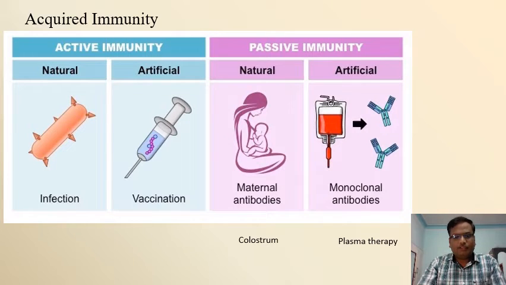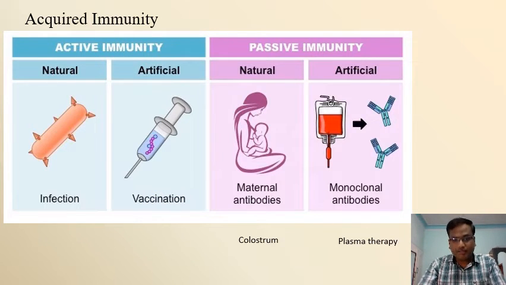The same is explained here. Now, active immunity through the natural infection: by the infection of bacteria, virus, protozoa, etc., the body develops immunity by producing antibodies or specific cells. That is called natural active acquired immunity. Whereas the immunity which is developed by vaccination is called artificial active acquired immunity.